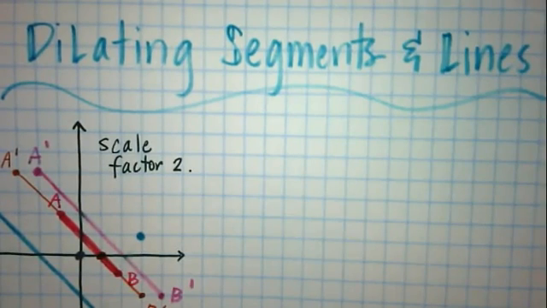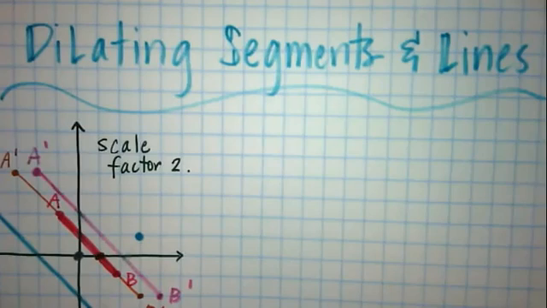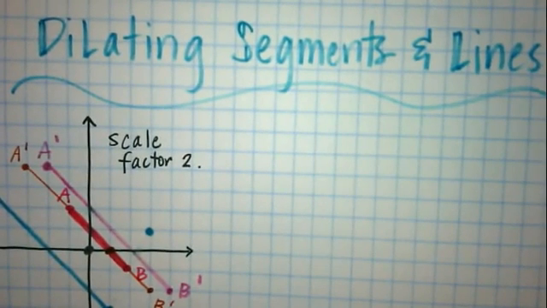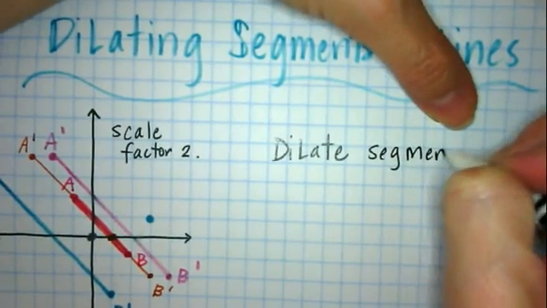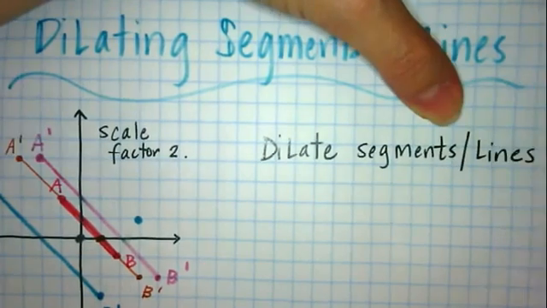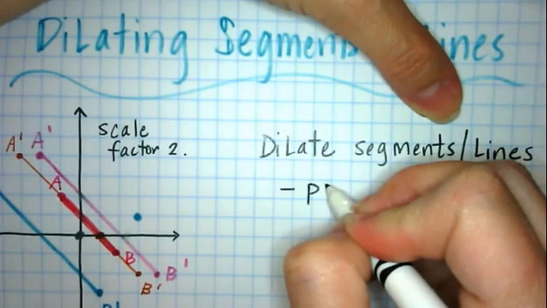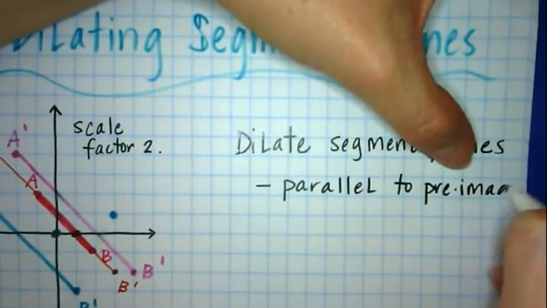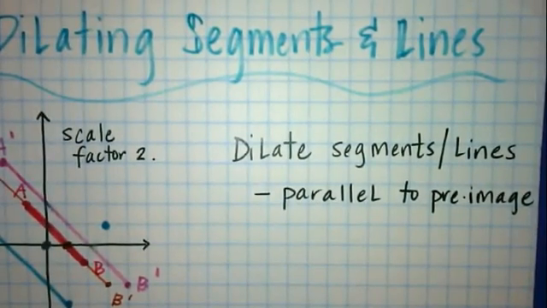So part 2, I just want to make sure that you understand the important things that you should get out of dilating segments and lines. And that is that when we dilate segments as well as lines, they are going to be parallel to the pre-image. And remember, the pre-image is the original one. So that's one thing that you need to make sure you understand here.